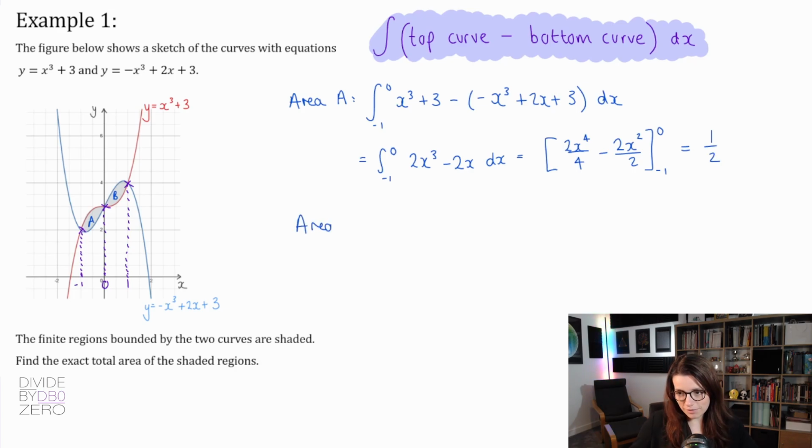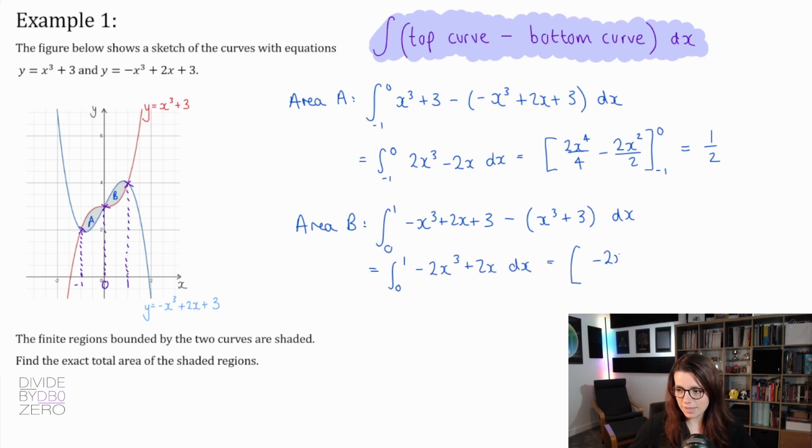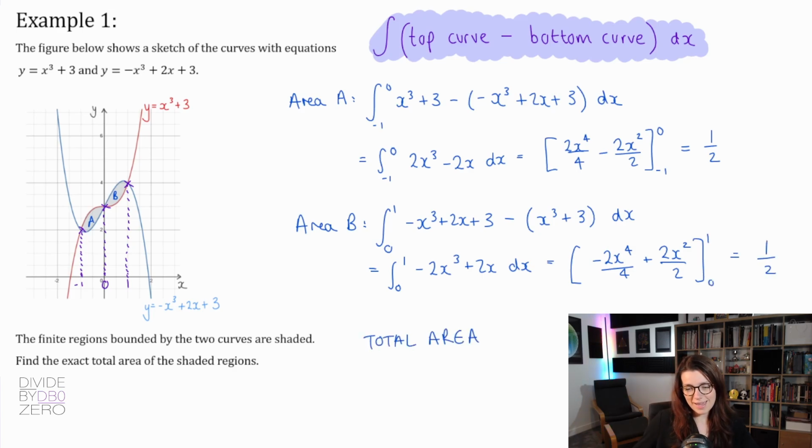Now let's do something similar for area B. In area B, now the blue curve is the top curve. So we'll do minus x cubed plus 2x plus 3 as the top curve, and then minus the bottom curve, which is now the red one. The limits, in this case, will be 0 and 1, and then go ahead and do the integration. Subbing in your limits carefully, you will get a half. So that means if we want the total area of both regions A and B, that's just going to be a half plus a half, which is 1. So 1 unit squared. And that's it.